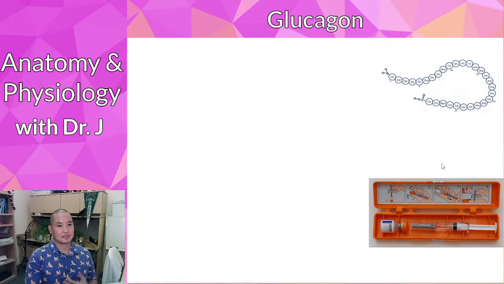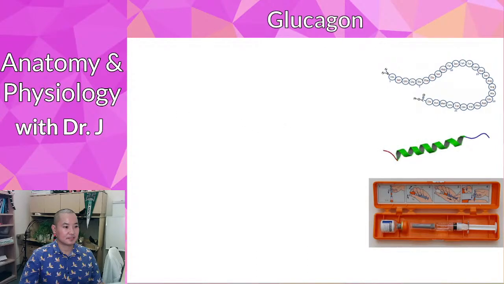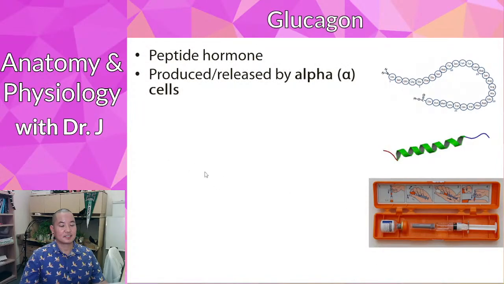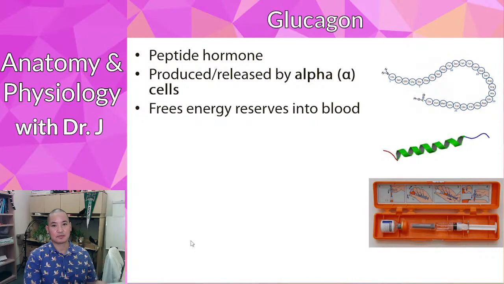Now, what's one way you can do that? Well, this is why some people might have glucagon in reserve. Glucagon is a peptide hormone, produced and released by the pancreatic alpha cells. To review from last lecture, what it does is free your energy reserves. Your body stores its macronutrients in triglycerides, you have your protein reserves, and you also have your glycogen reserves as well.